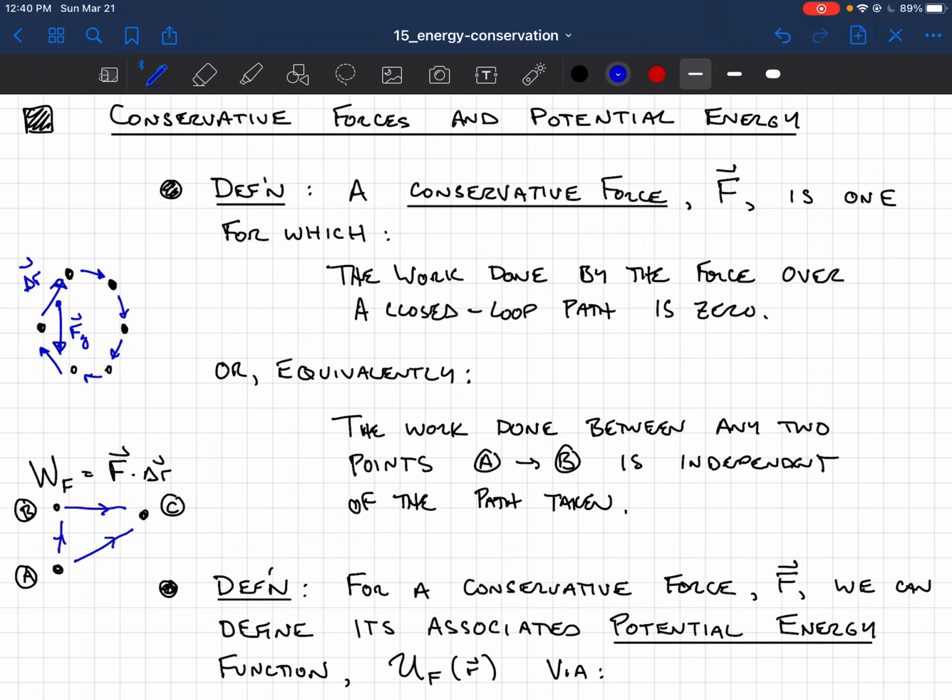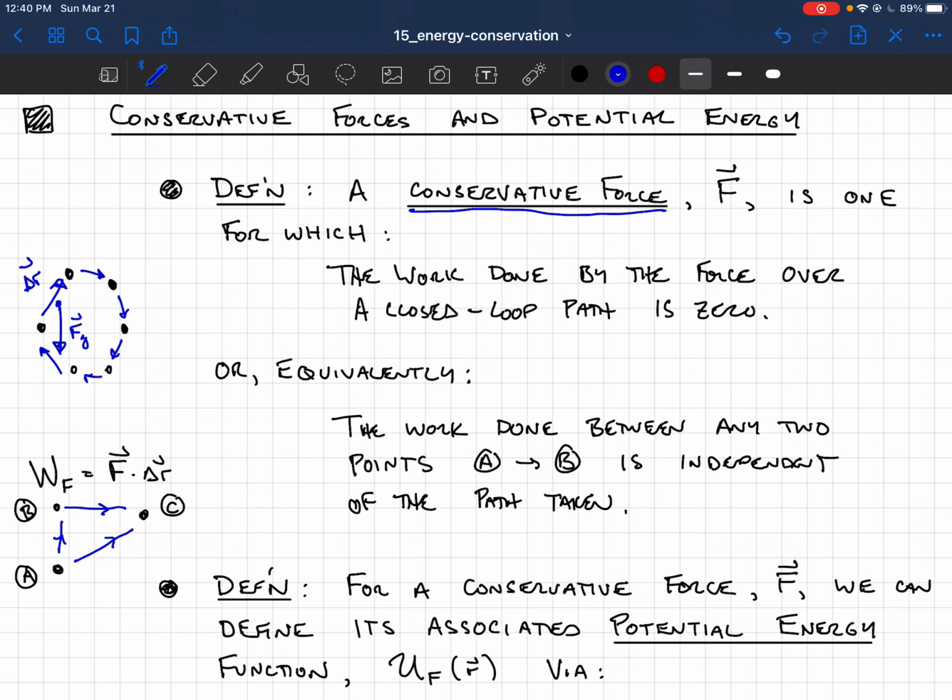Both of them go from A to C, but in the second one you're going to B as an intermediate step. And it's not true in general that the work would be the same along each path. But if a force is conservative, which is what we're defining here, then the work done between any two points is independent of the path that you take. And we'll show how that works for gravity to prove that gravity is a conservative force in just a few minutes.